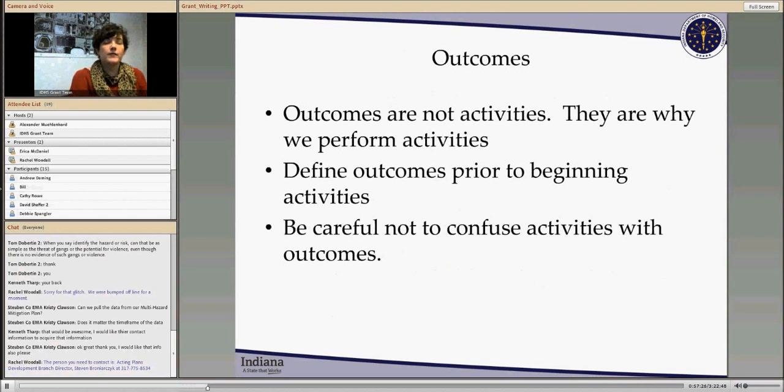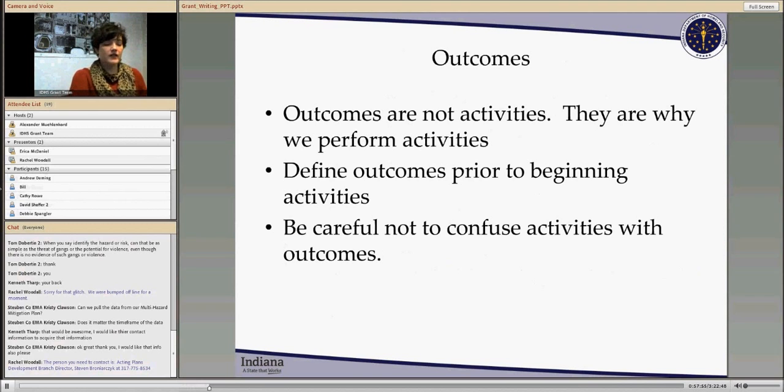They work in concert to help you define that end state and help you determine if your grant implementation has been successful or if you've achieved the outcomes that you have set out. So your outcomes, the important thing about outcomes is to remember that they're not activities. They're why you perform the activities. And so sometimes with outcomes, it's a little bit hard because you get so focused on maybe one particular thing.